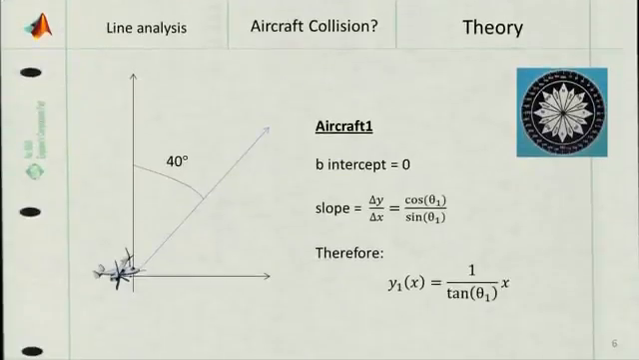When applying the theory to aircraft number 1, you can easily see that the b-intercept is 0. It crosses the origin. The slope, however, is the rise over the run, so a little trigonometry brings us to y1 of x equals 1 over tangent times x. So again, the value of y is dependent on the value of x based on that equation.